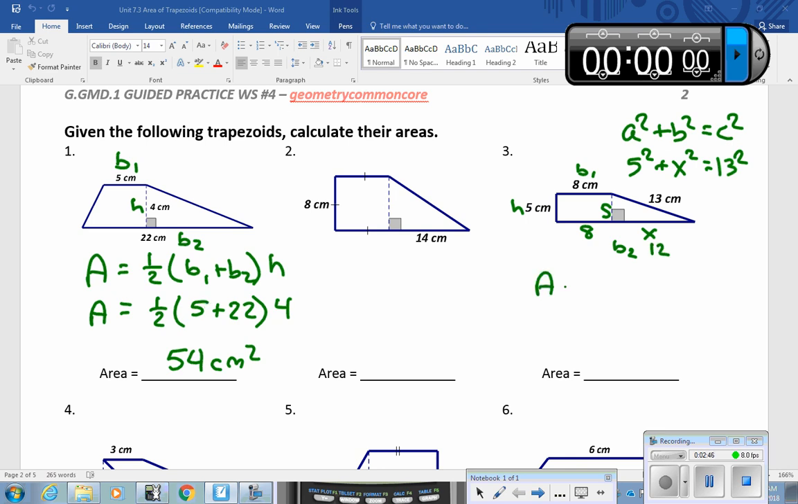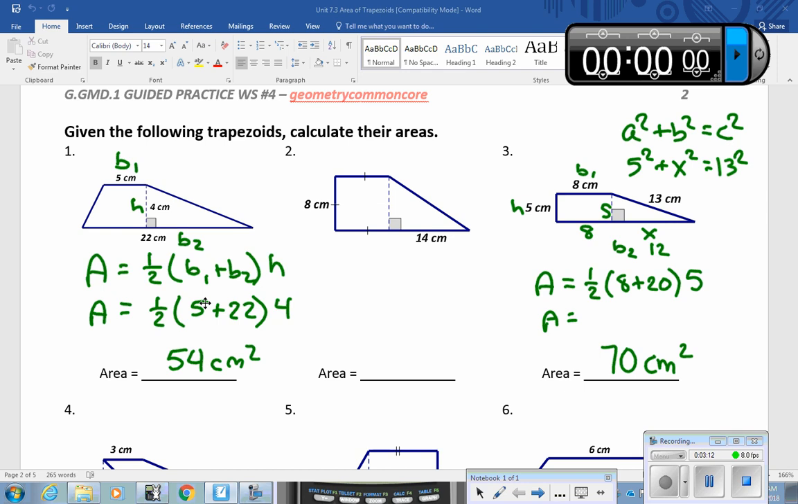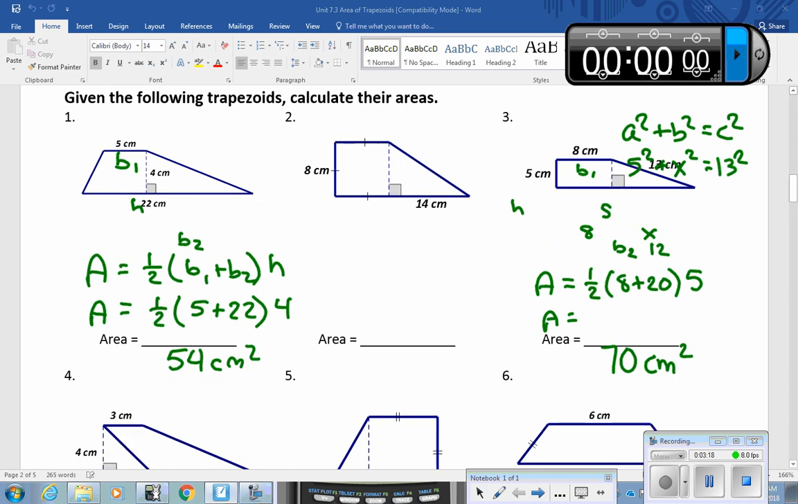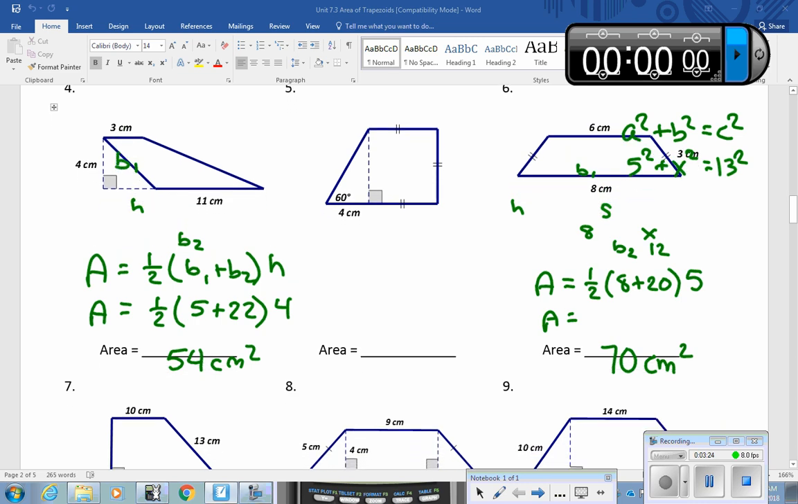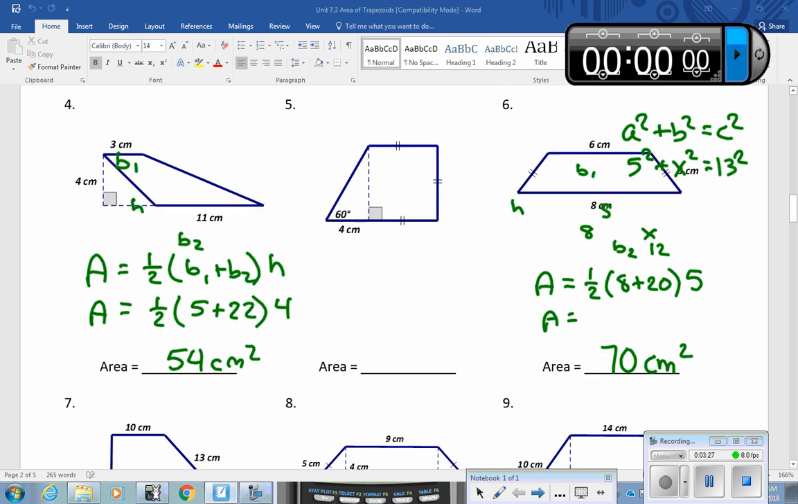So if we put it in the formula now, we have 1/2, base 1 plus base 2, 8 plus 20, 20 from the 12 and 8, times the height, which is 5. After you take that and put it into the formula, you're going to get an area of 70 centimeters squared. So when you're looking at these examples, just make sure that you do figure out what the bases and the height are.